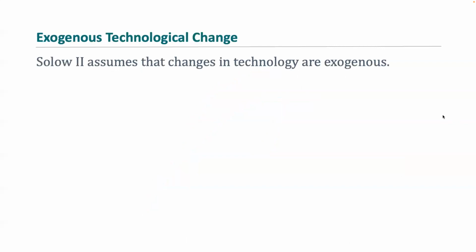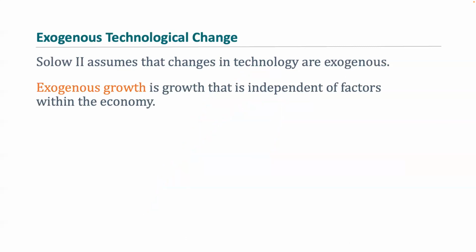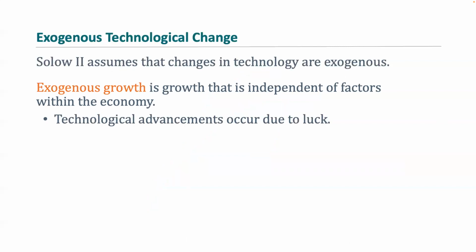Now, something else to consider, we're looking at exogenous technological change. This model, which is Solow 2, assumes that changes in technology are exogenous. Well, what does that mean? Exogenous growth is just growth that is independent of any factors within the economy. And that's because technological advancements occur due to luck. There's not any rhyme or reason.